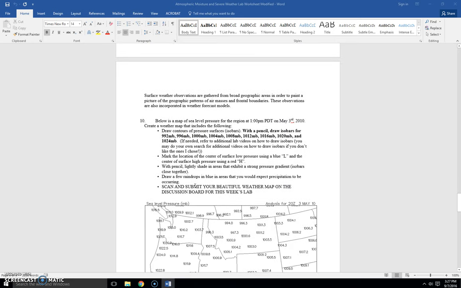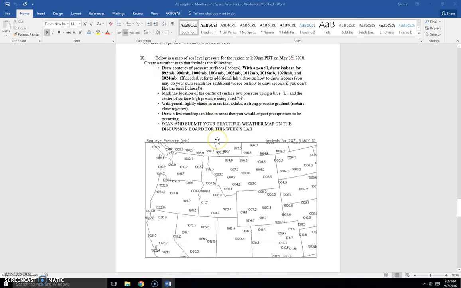Now for that situation, you get to look at pressure gradients and kind of make a weather map here on this map base. So these are pressures in bars, and then you get to create isobars. These are like contours of pressure.